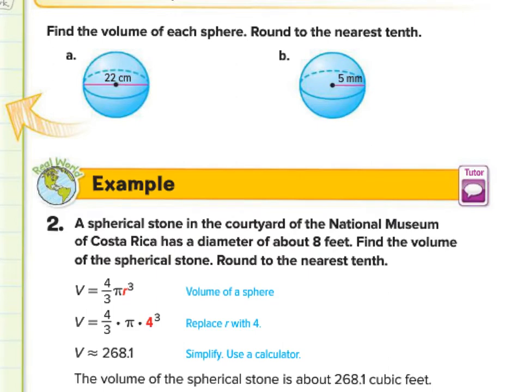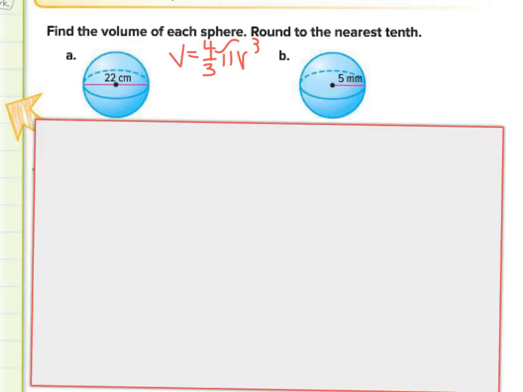So now that you know that, go ahead and solve A and B here. Now remember, we are looking for the volume is equal to 4/3, or 1.3 bar notation, times pi times radius cubed. There's your formula. Go ahead and solve A and B. Pause now. Okay, I hope you paused the video.